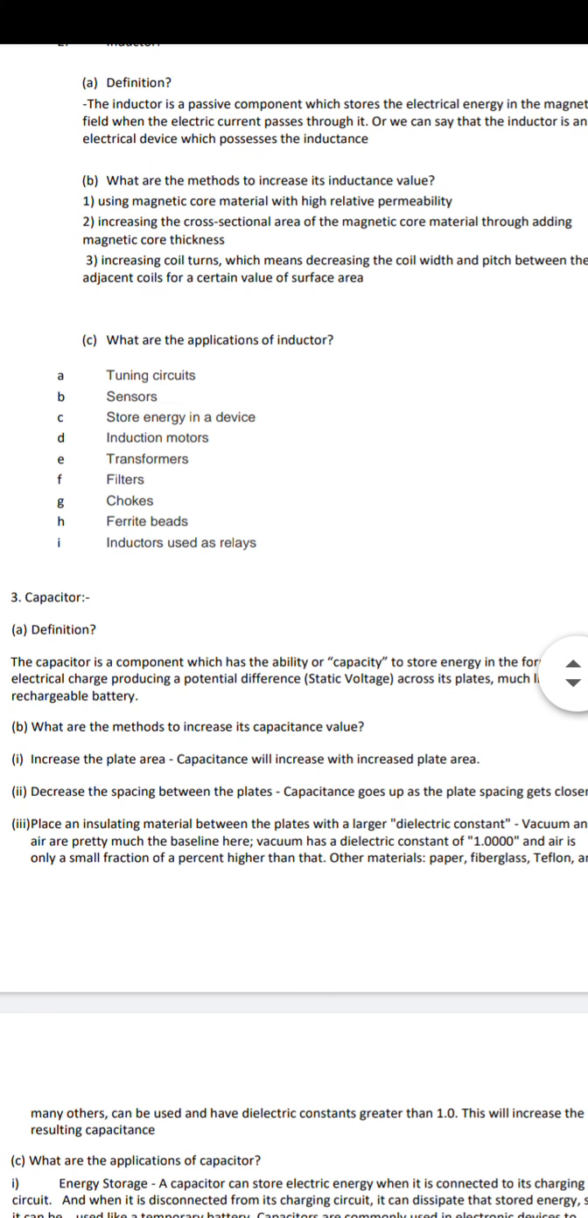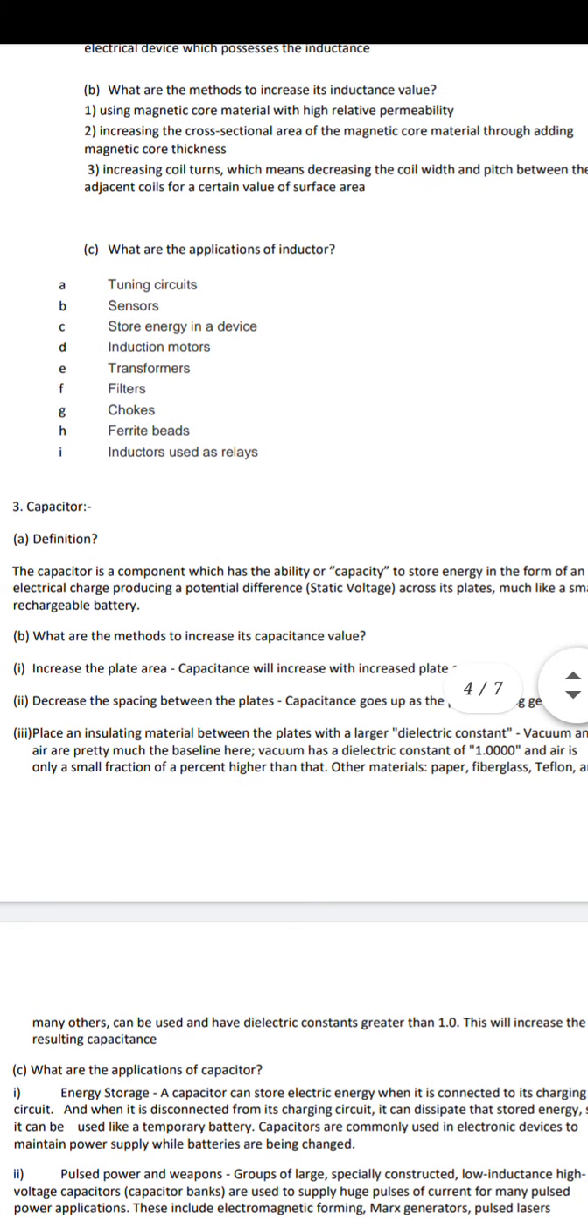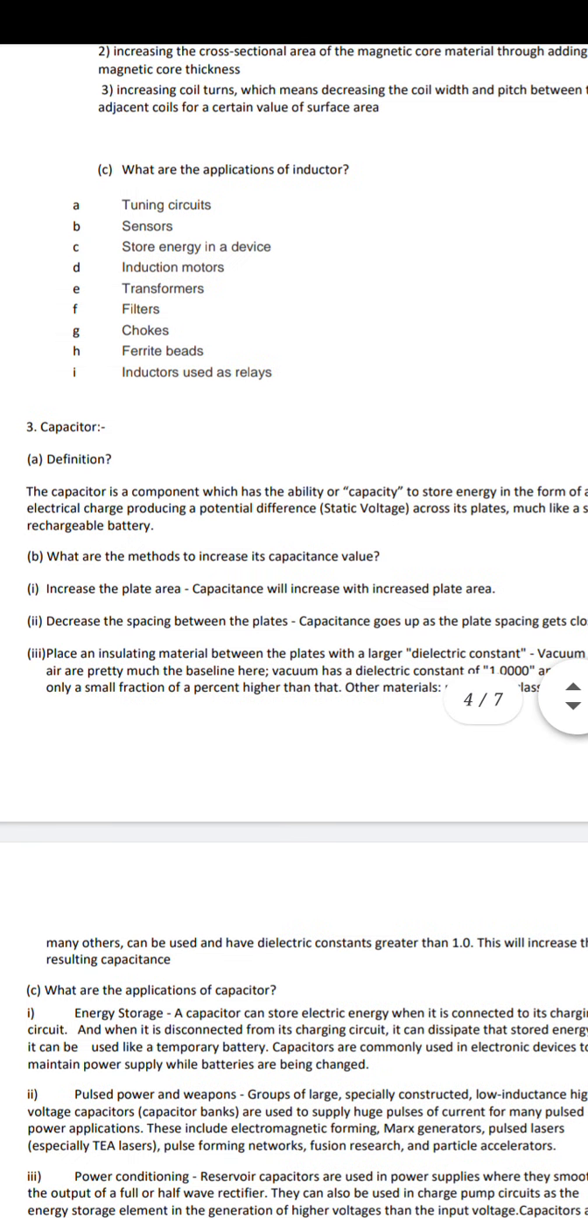For C, what are the applications of the inductor? First is the tuning circuit. Second, sensors. Third, storing energy in the device. Also inductor motors, transformers, filters, chokes, filter bed inductors, and relay AC.